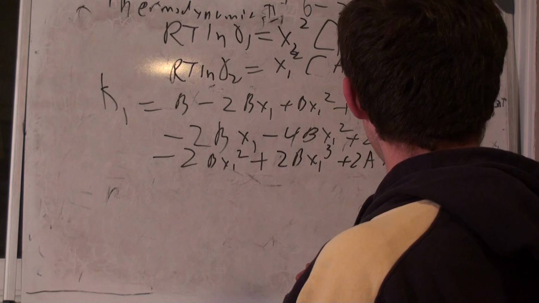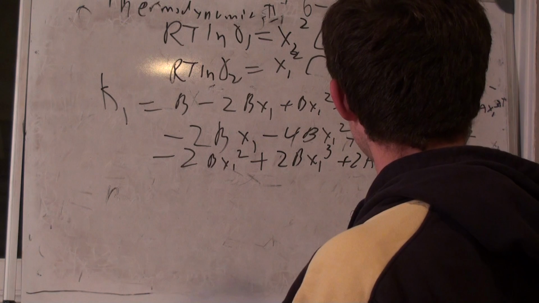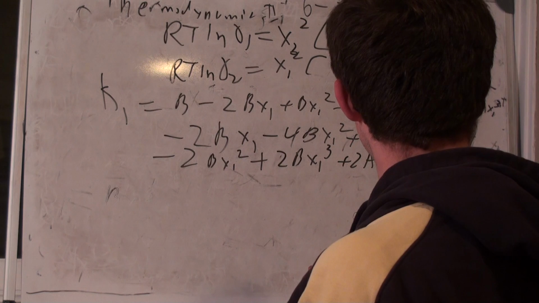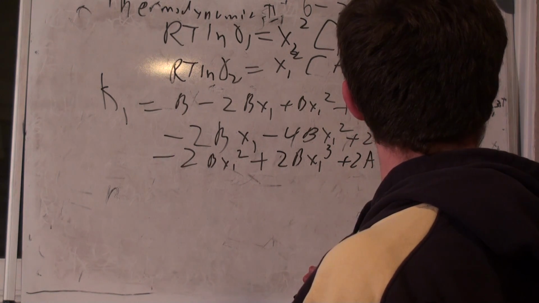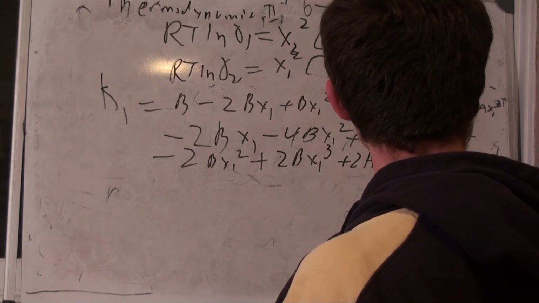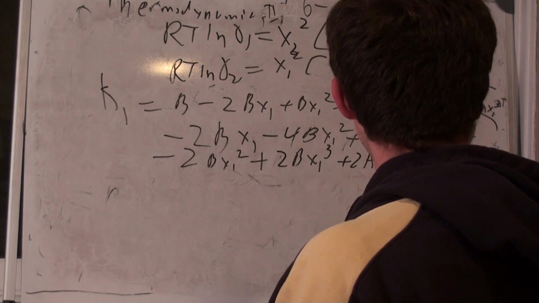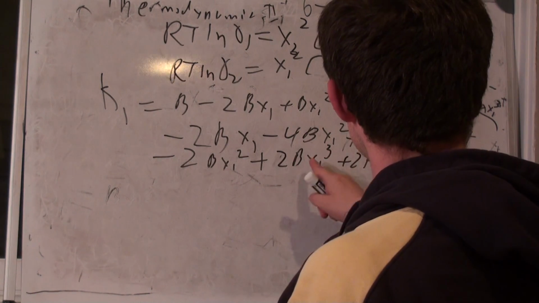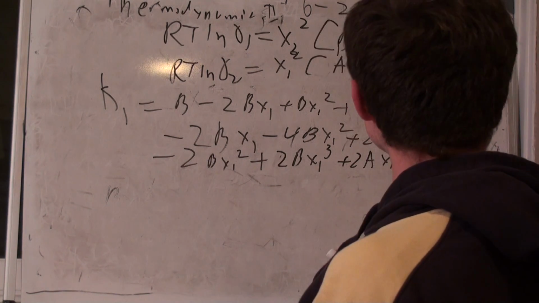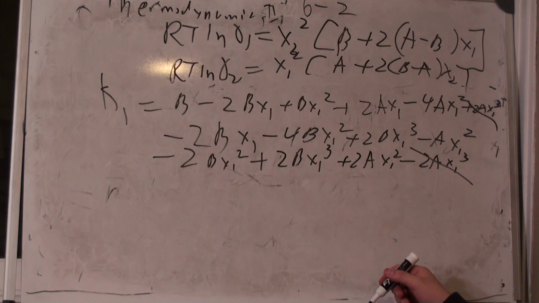Okay, so I've got some x1 cubes in here. So here's a minus 2ax1 cubed, and that cancels out with that ax1 cubed. I want to say that this one should cancel out with this one. But of course I erased my stupid answer, so it's really hard to tell.